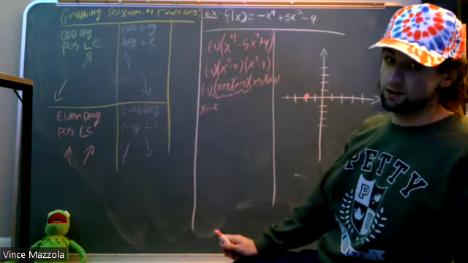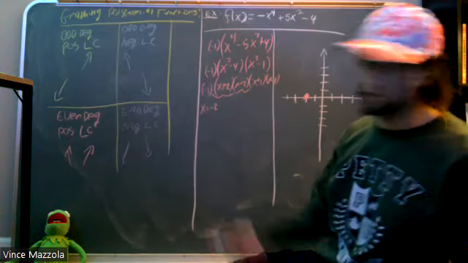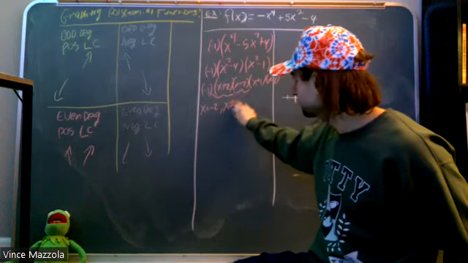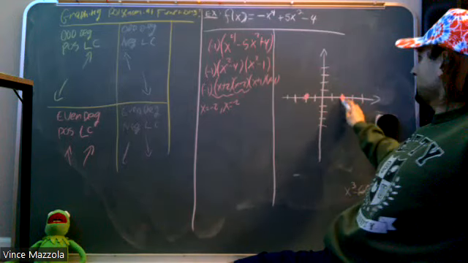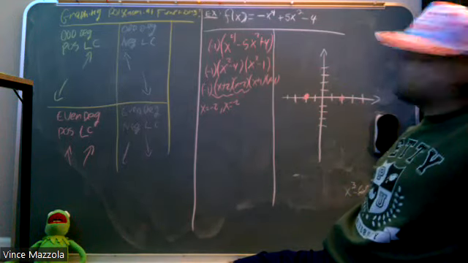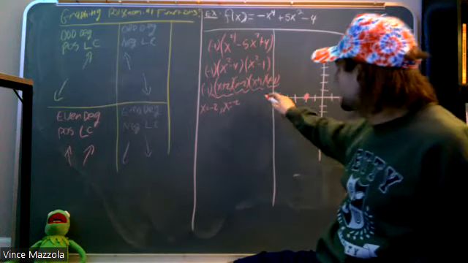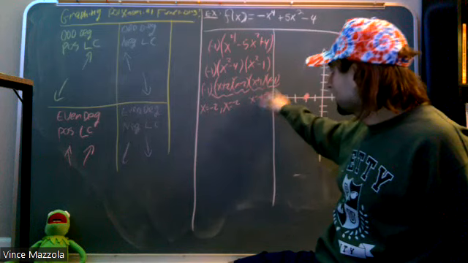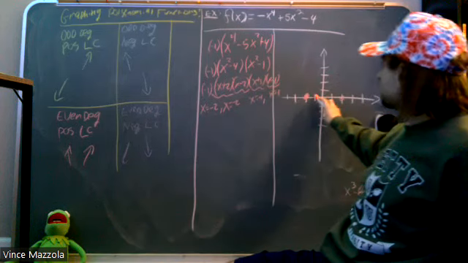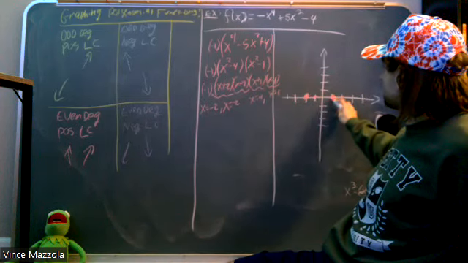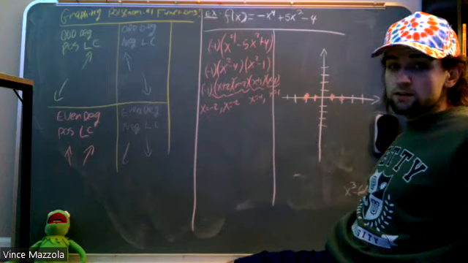X minus 2. What can you plug in? Oh, +2. Of course you can. And that means you got an x-intercept right there. And then you got your x plus 1, x minus 1. So x equals -1 and x equals +1. So there we go. So now you got your x-intercepts.